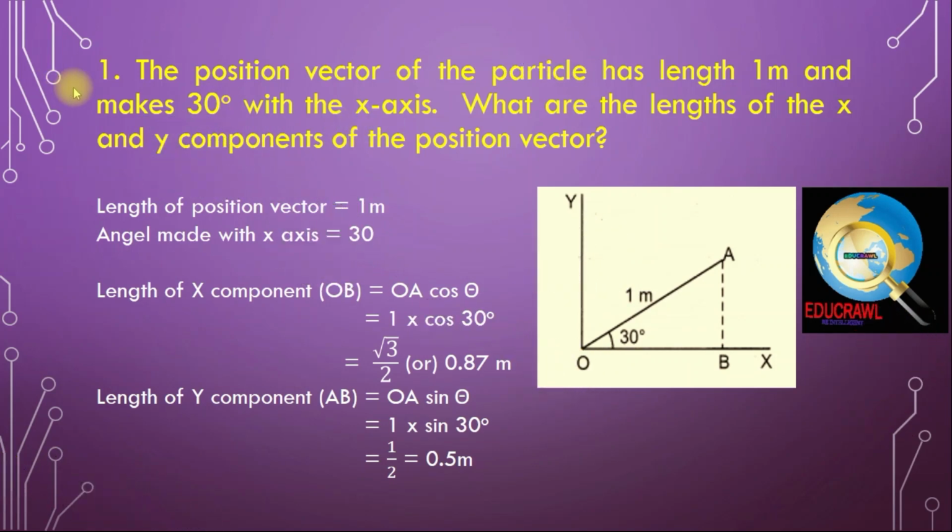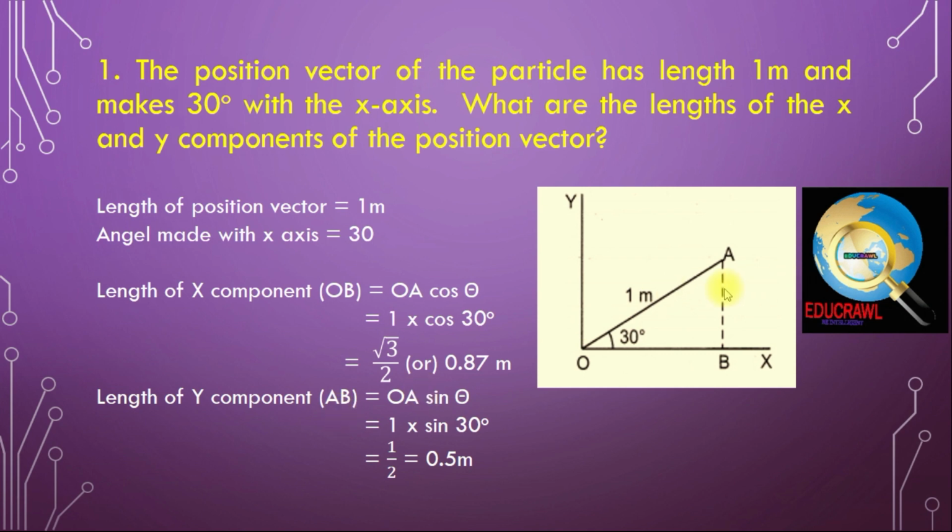The first problem. The position vector of the particle has length 1 meter and makes 30 degree with the x-axis. What are the lengths of x and y components of the position vector? From the diagram you can understand the position of OA vector and the length of OA is given as 1 meter. The angle made by that vector with the x-axis is 30 degree. We have to find the length of x component and y component.